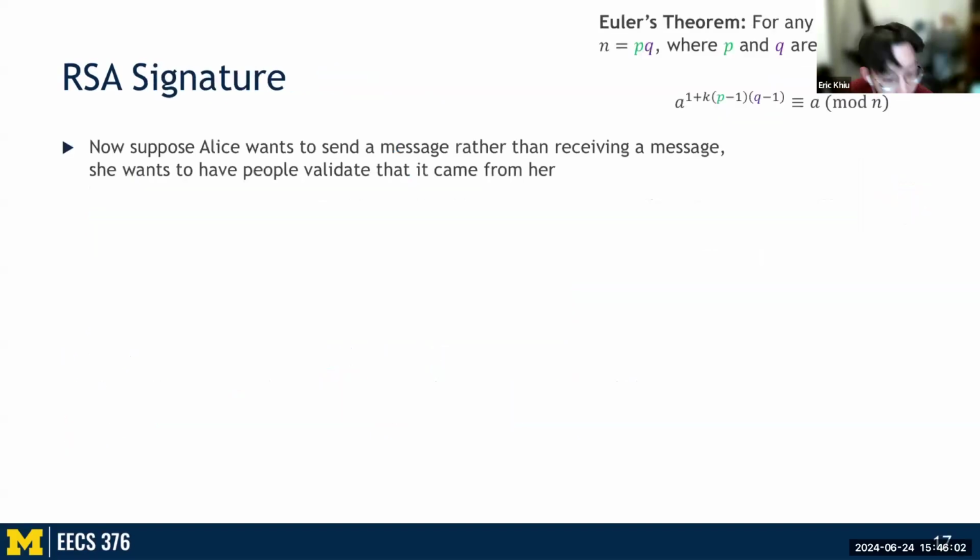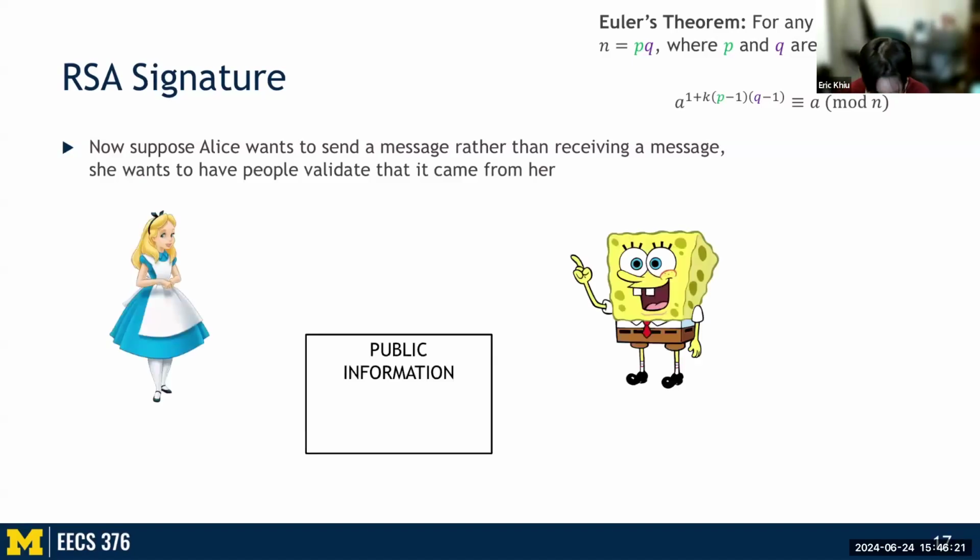Okay. The last thing that we want to talk about today is RSA signature. Now, suppose that Alice is the one that wants to send a message, and she wants to prove to the receiver that this message is from her. So again, we have Alice and Bob.